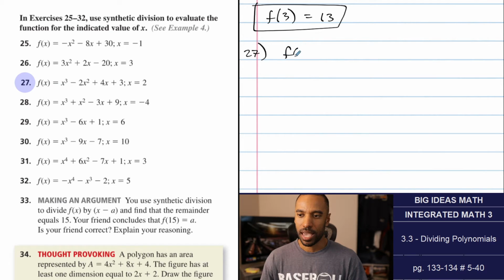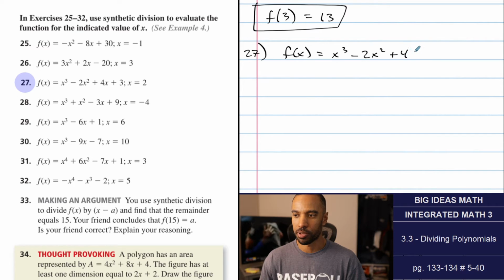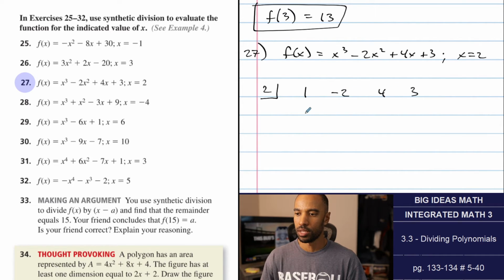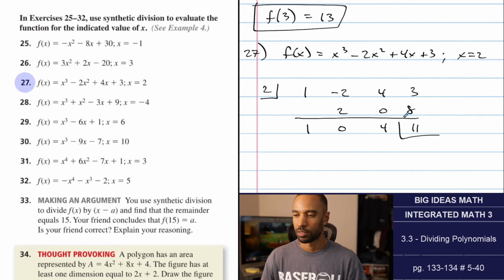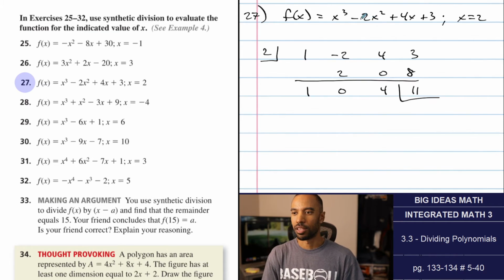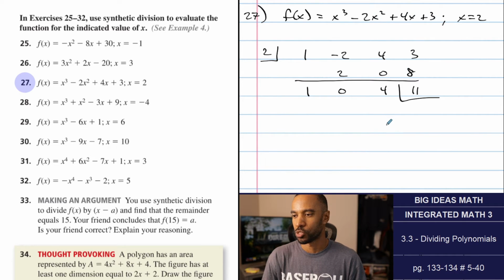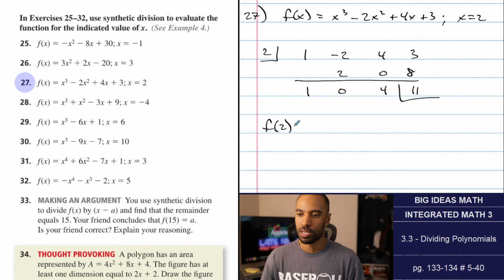Okay, number 27. We get f of x equals x cubed minus 2x squared plus 4x plus 3. I don't see any placeholder things we're going to need. x equals 2. All right, here we go. We got a 2 root and 1, negative 2, 4, 3. Here we go. In silence. All right, 11. 11's that value. 2 cubed is 8, minus 8 is 0, plus 8, plus 3 is 11. Yes, f of 2 equals 11.